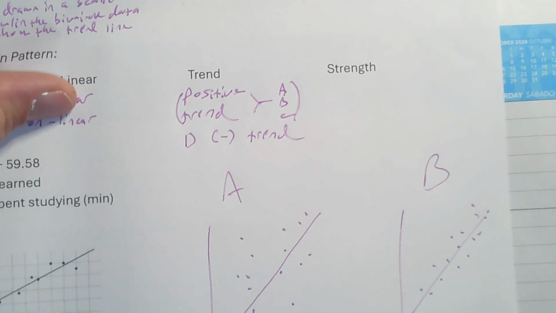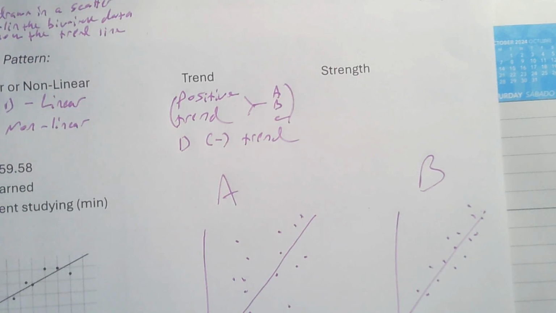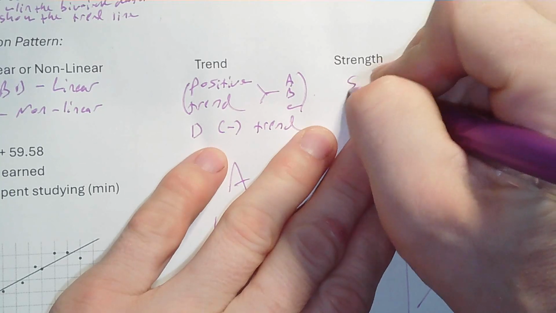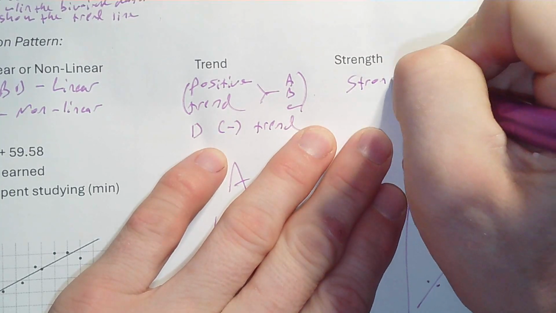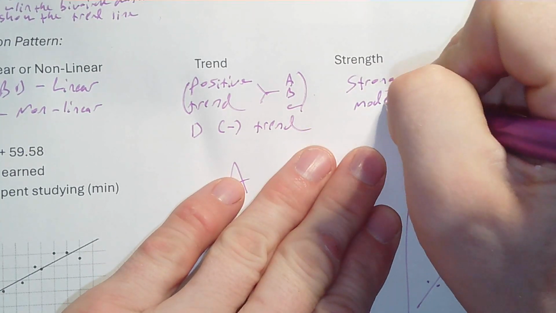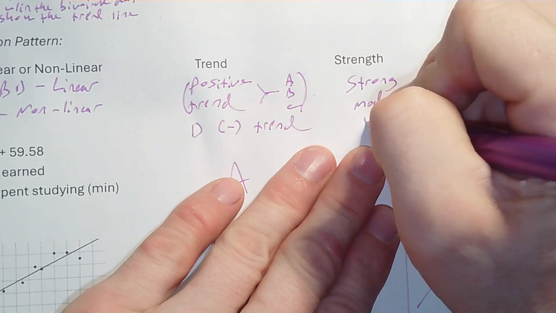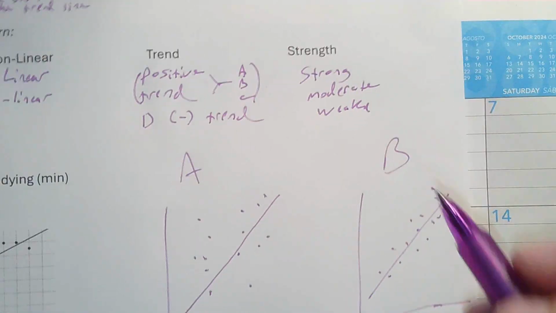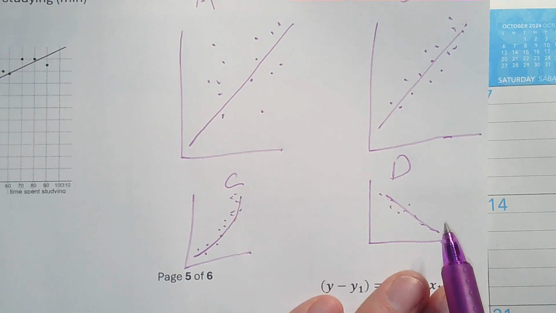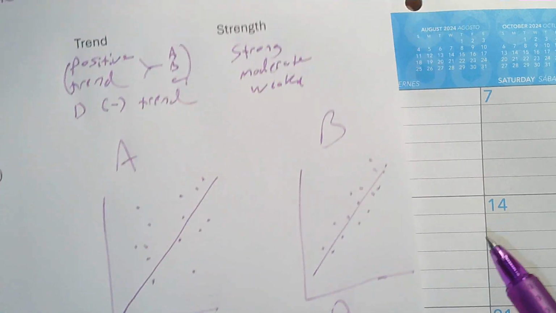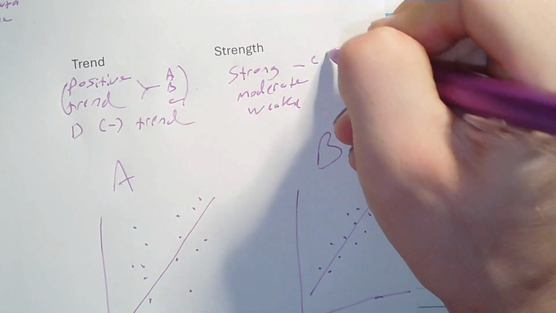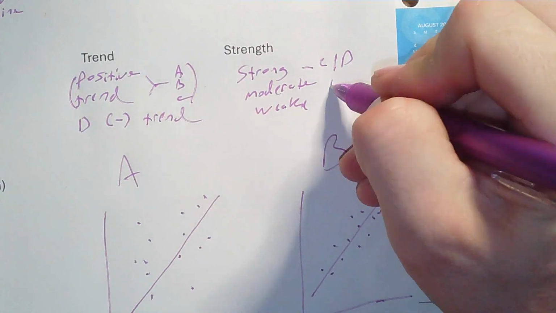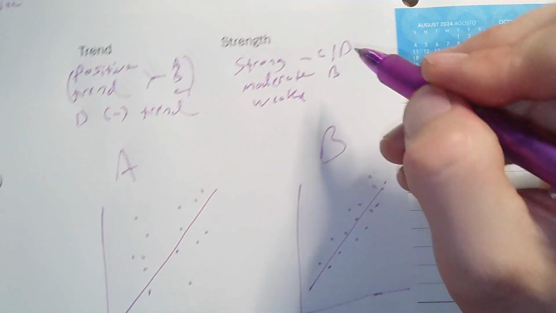Okay, and then you're looking at the strength. There are three different types of strengths: strong, moderate, and weak. So I would say that C and D are both pretty strong. I'd say B is kind of moderate, and then A is kind of weak.